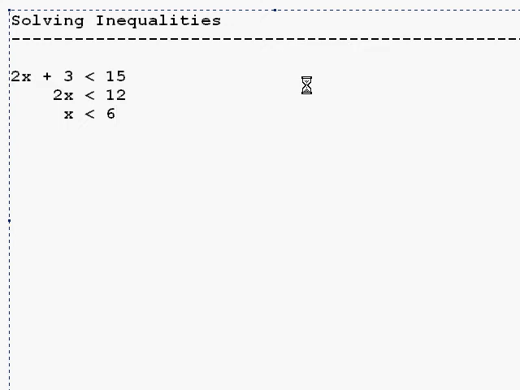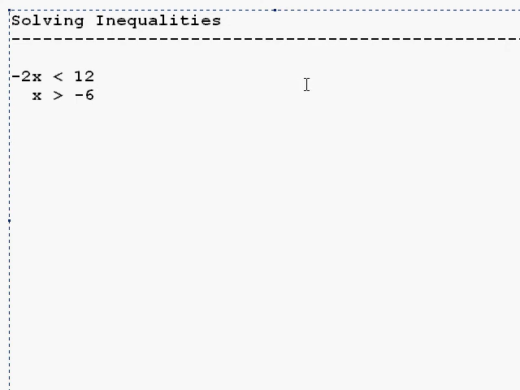There are a couple things that make solving inequalities different. The first is that anytime we multiply or divide both sides by a negative number, we have to switch the direction of our sign. And here's what I mean. Let's say negative 2x is less than 12. Well, we divide both sides by negative 2, we'll get negative 6. We have to change the direction of our sign for it to be true.